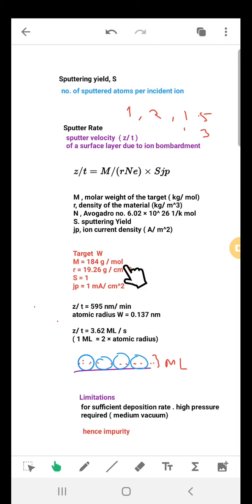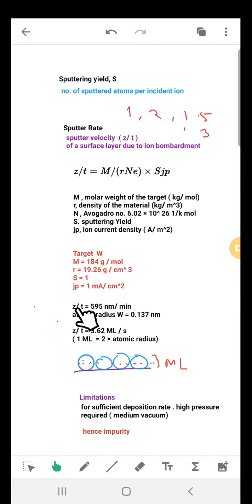If we have the following values: 184 grams per mole as the molar weight, 19.26 grams per centimeter cube as the density, sputtering yield 1, that means 1 tungsten atom per incident ion, and 1 milliampere per centimeter square as the current density, then the sputter rate comes to 25 nanometer per minute.